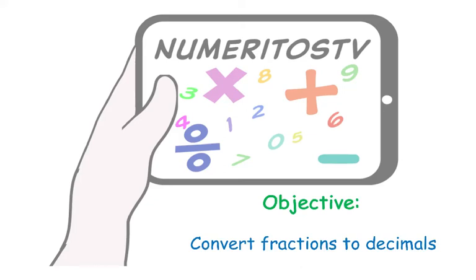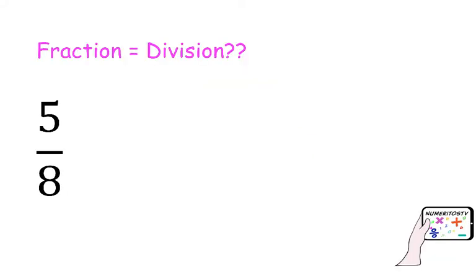The objective today is to convert fractions to decimals. Let's remember that a fraction in reality is a division. For example, 5/8 in reality is 5 divided by 8.